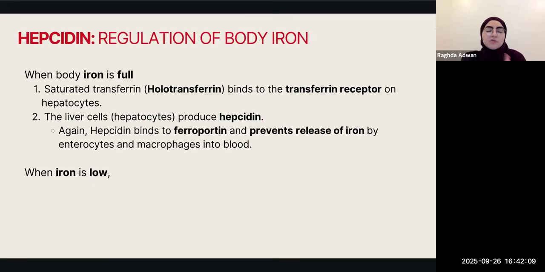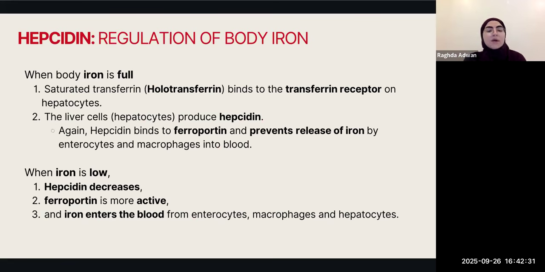What tells our body that iron stores are full, or there's enough iron in our body? Holotransferrin, which is full of iron, is going to go to the liver cells and tell the liver cells, no, we have enough iron. When the liver cells see that there's enough iron because of the holotransferrin, they're going to start producing hepcidin. Hepcidin goes and blocks ferroportin to prevent release of iron.